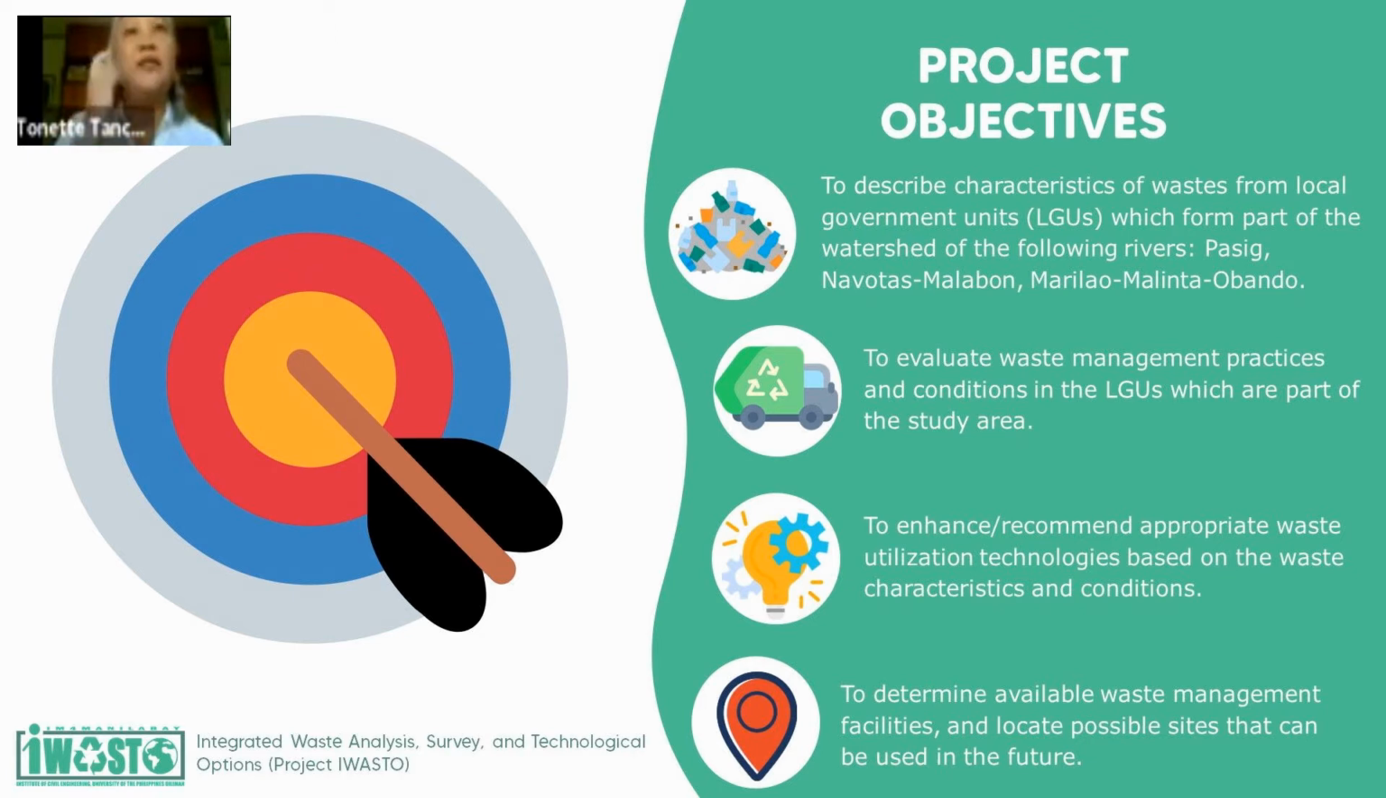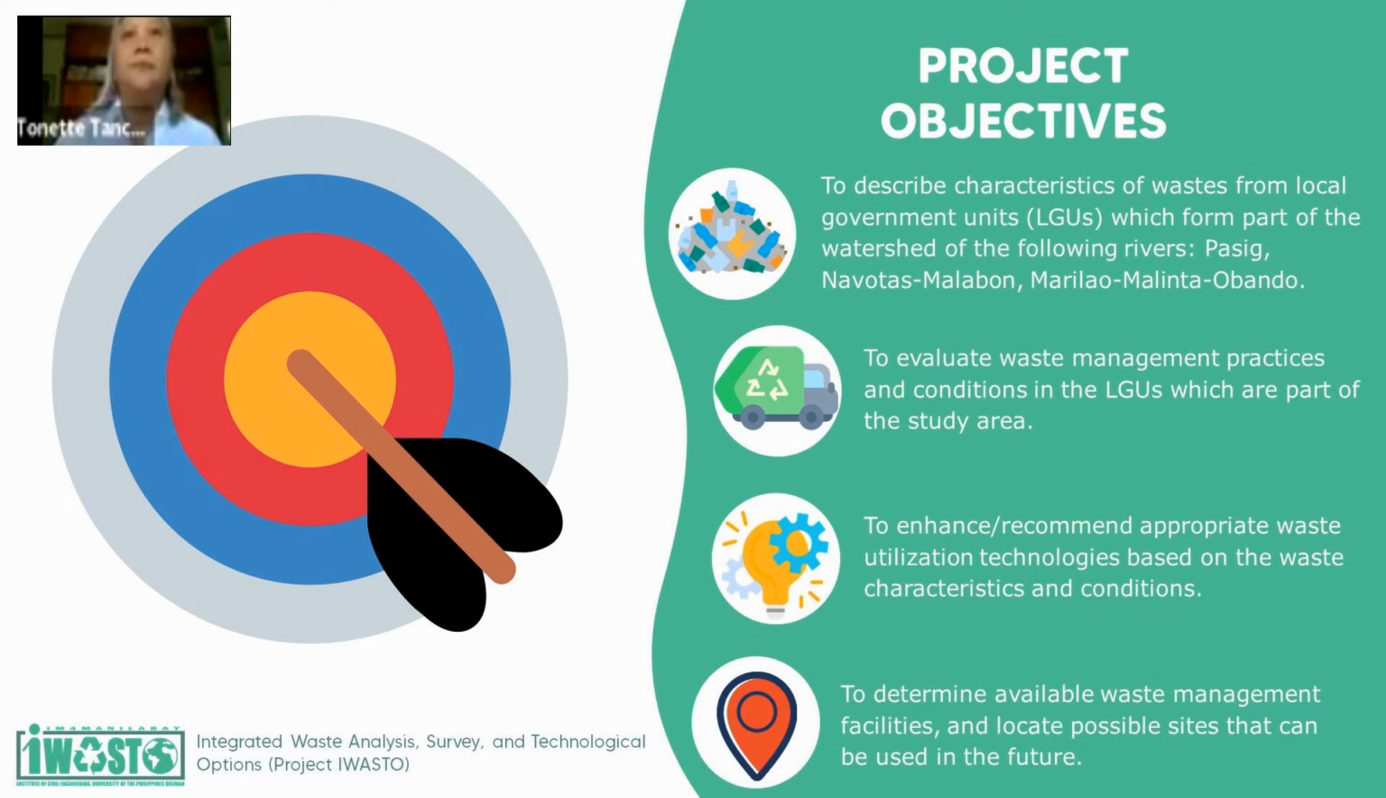Using this framework, we came up with 8 objectives. The first one is to be able to describe the characteristics of waste from the LGUs. So initially, for the 2 years, what we can cover are the rivers that are defined here: Pasig, Navotas, Malabon, and Marilao, Meycauayan, Obando.